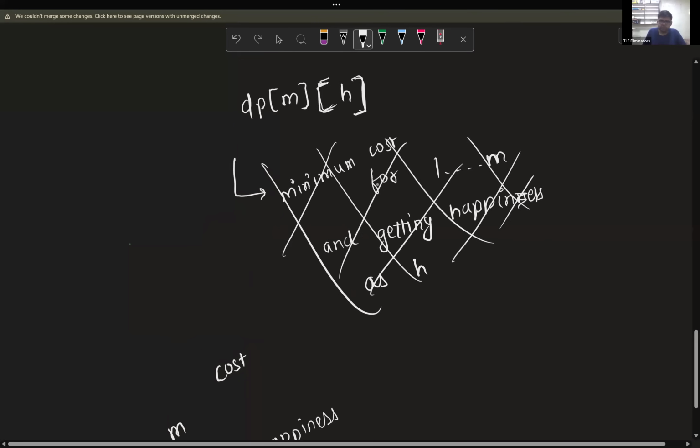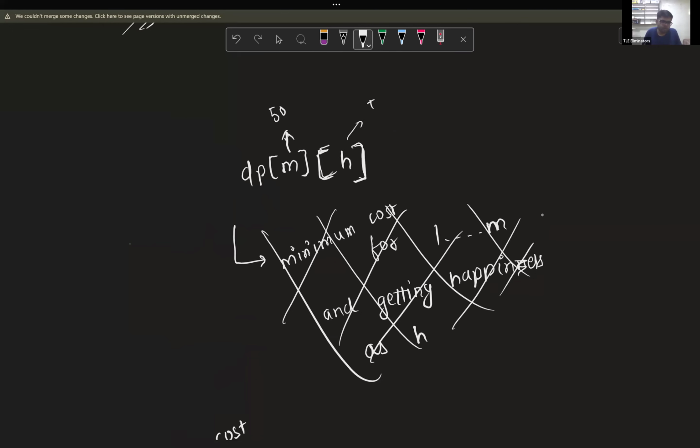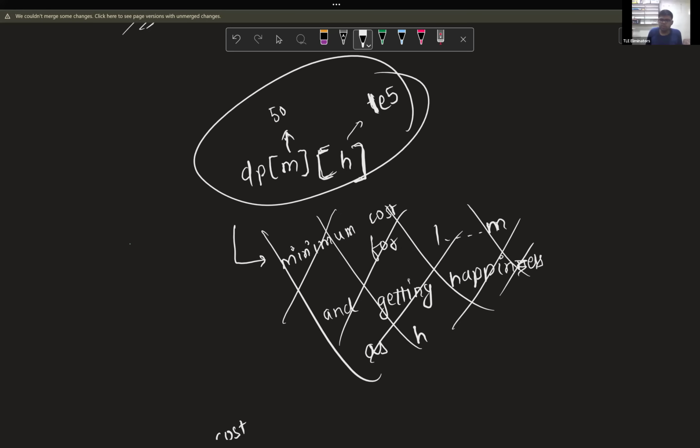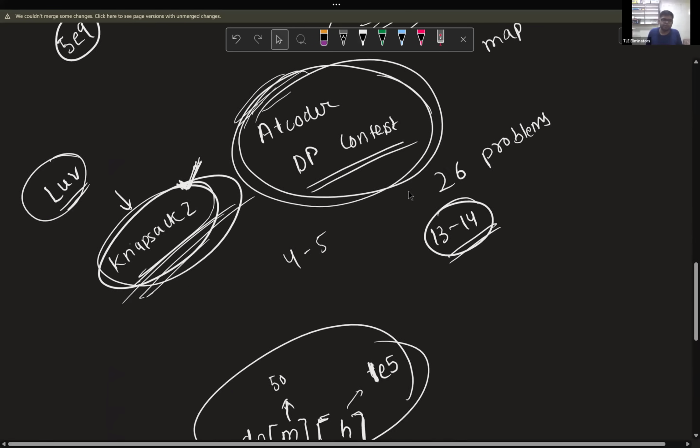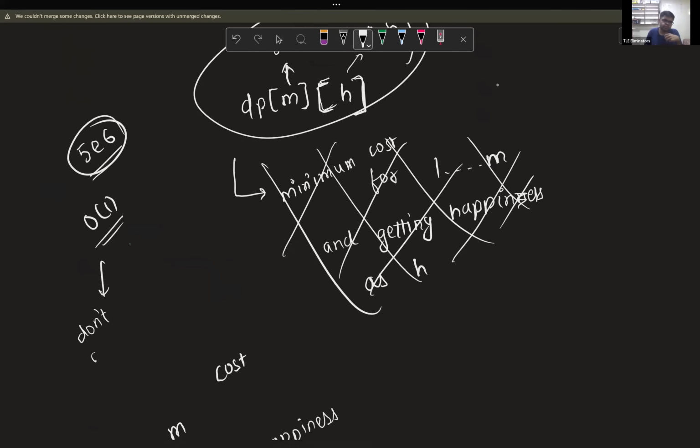Now in this case, you know that in every test case, m can be at most 50, and this thing will overall be less than or equal to 1e5. So the total number of states you will be getting is just 5e6, which is decent. And the transitions take only big O of one time, because you are having only two things: either don't do anything, or the other thing you can do is buy some happiness.